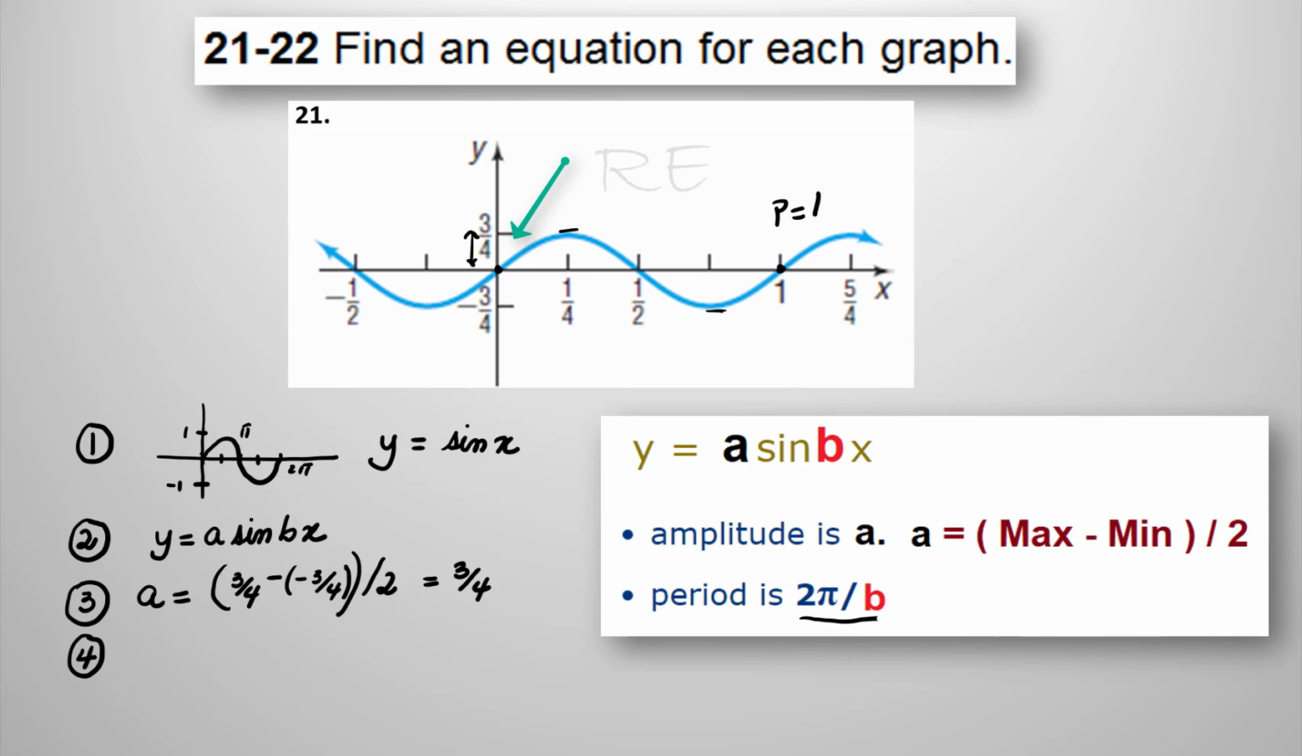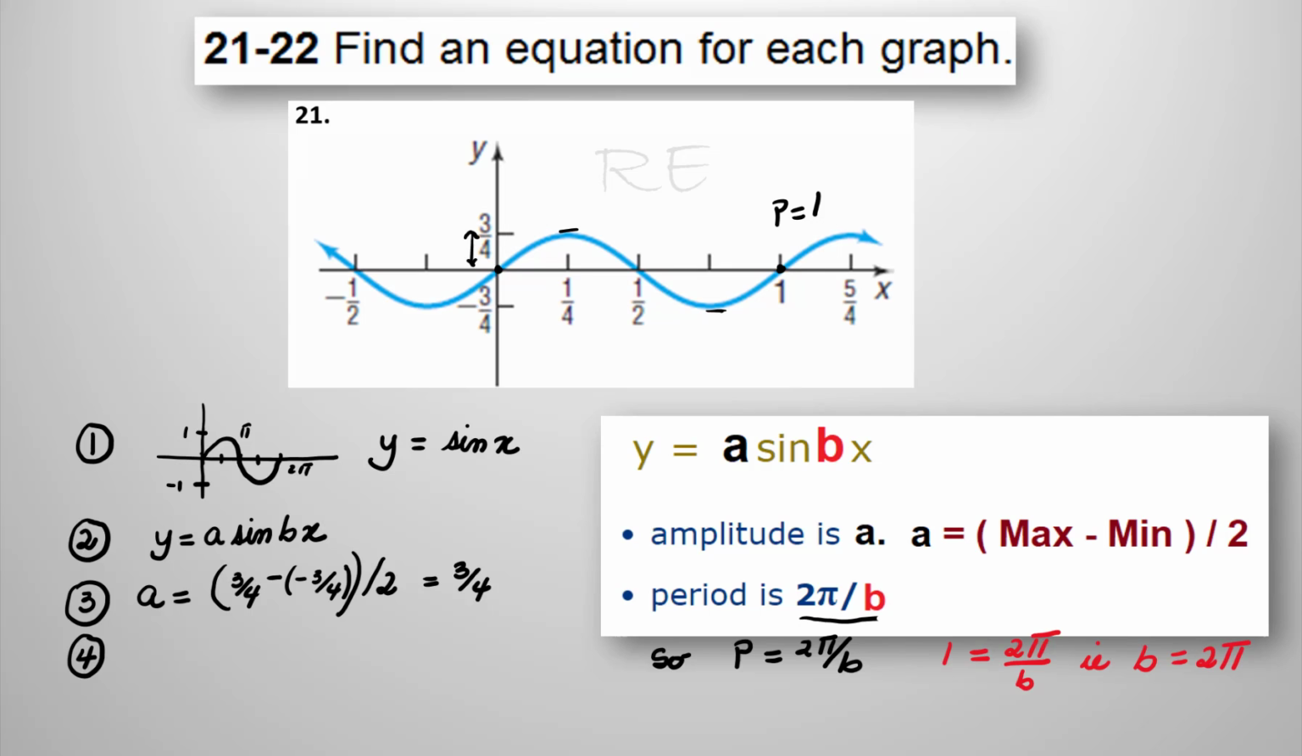Now, for the period, the formula says the period is equal to 2 pi over b. b is the coefficient of x. Now, the period for this graph is equal to 1. So 1 is equal to 2 pi over b. Therefore, b is equal to 2 pi.